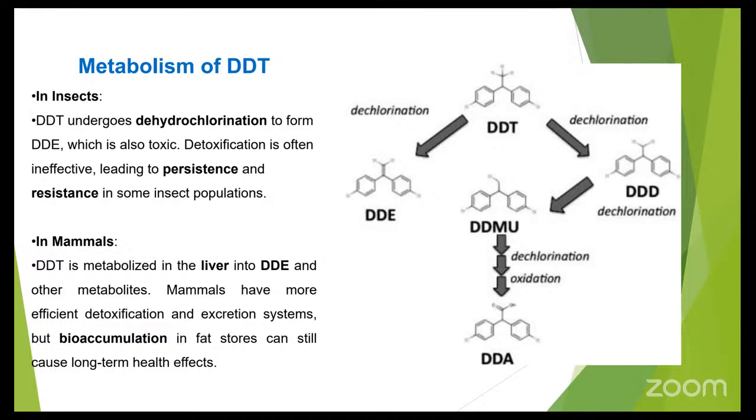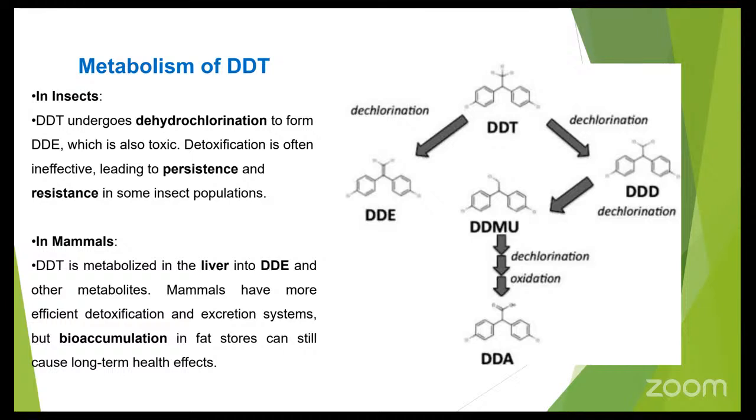And in insects, the most important route of DDT metabolism is its conversion to DDE. So DDT undergoes dehydrochlorination to form DDE, which is also toxic, and detoxification is often ineffective, leading to persistence and resistance in some insect populations. The conversion of DDT to DDE is mediated by the enzyme DDT dehydrochlorinase, a glutathione-dependent enzyme, and the hydroxylation of DDT to dicofol is accomplished by the mixed function oxidase system.